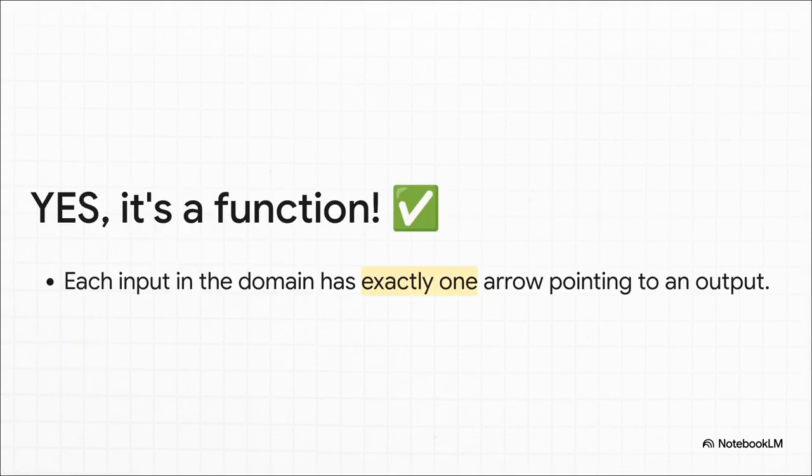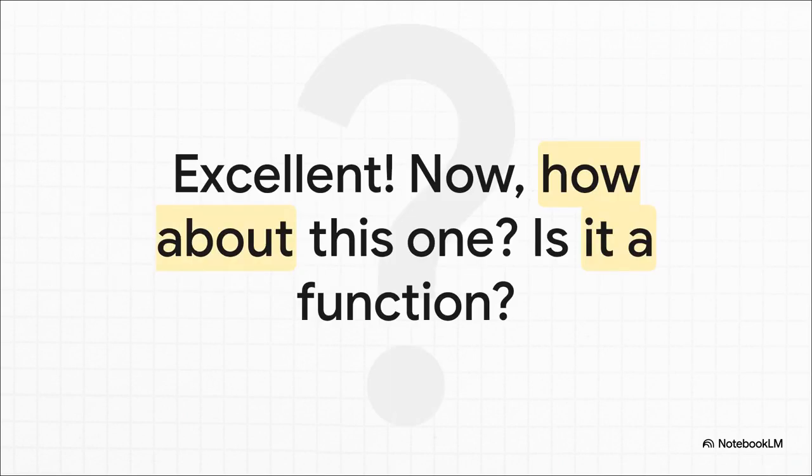Go ahead and pause if you need to. Take a second, look at it, and decide, function or not a function? If you said yes, you are absolutely correct. It is a function. Every single input on the left has exactly one arrow pointing away from it to an output on the right. It follows the rule perfectly. Nice work. Okay, let's try one more. Analyze this diagram carefully. Scan those inputs on the left again. What do you see this time?